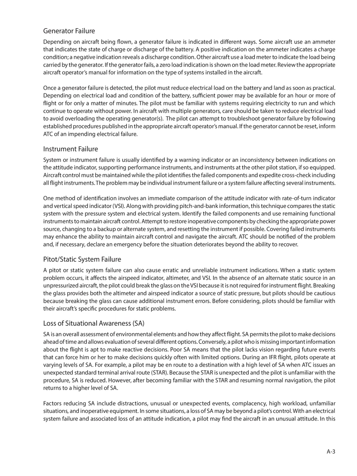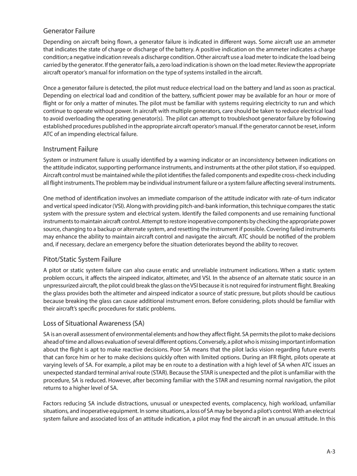During an IFR flight, pilots operate at varying levels of SA. For example, a pilot may be en route to a destination with a high level of SA when ATC issues an unexpected standard terminal arrival route (STAR). Because the STAR is unexpected and the pilot is unfamiliar with the procedure, SA is reduced. However, after becoming familiar with the STAR and resuming normal navigation, the pilot returns to a higher level of SA. Factors reducing SA include distractions, unusual or unexpected events, complacency, high workload, unfamiliar situations, and inoperative equipment.